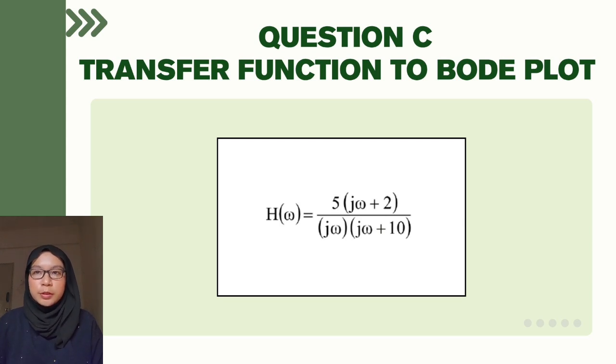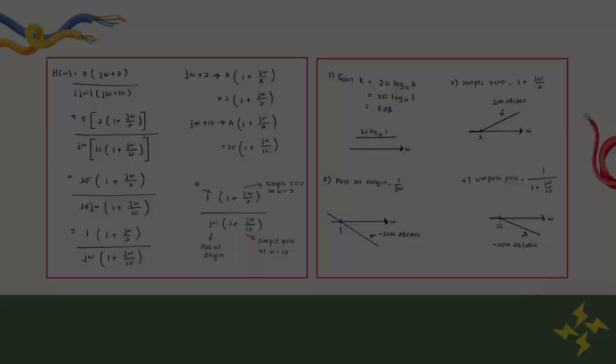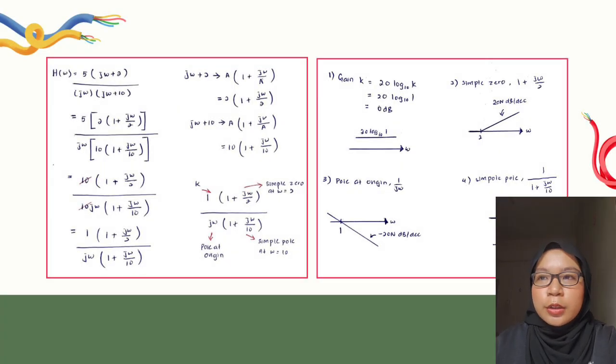B112410231. I will start my presentation with question C, transfer function. Today, we will analyze and plot the Bode magnitude plot of the following transfer function. Question C. Step 1, we need to convert the transfer function to standard form. This format allows us to analyze the system as a combination of basic Bode plot building blocks.